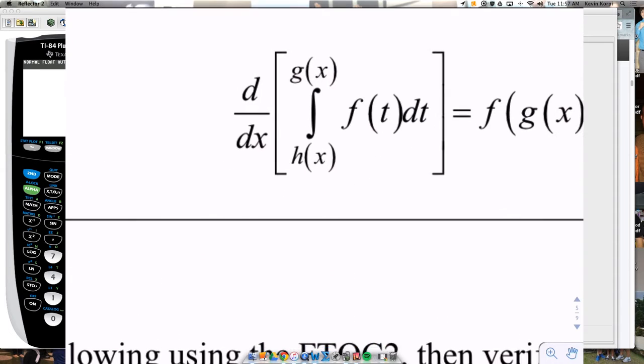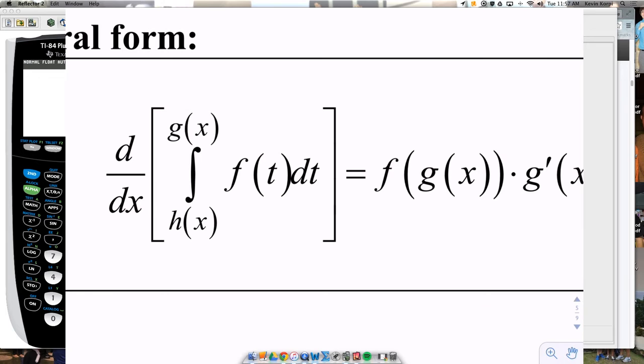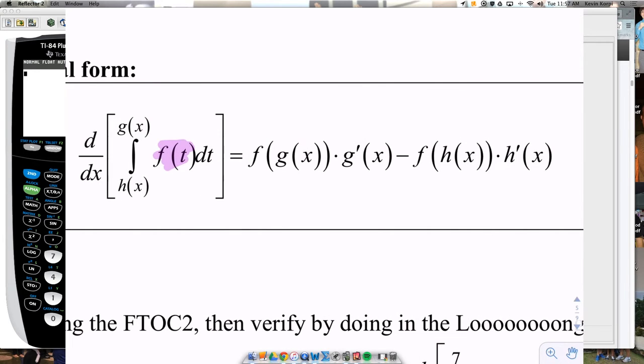Okay, so here's the most general form. The derivative with respect to x, in general, of the integral from a function of x, call it h of x, to a different function of x, call it g of x, of some integrand f of t with respect to t. It's going to be that. Let me show you how to do it. You want to memorize the pattern, not the actual letters. It's still going to be some form of the integrand because we're still taking the derivative of the integral, so we don't have to anti-differentiate.